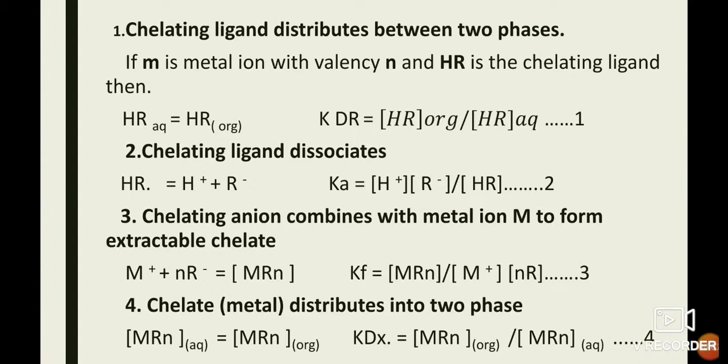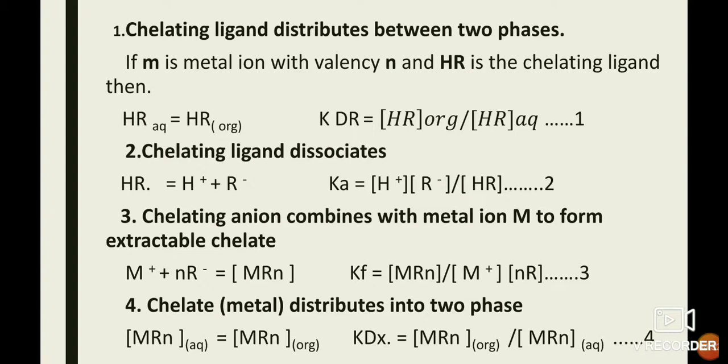Then second point, chelating ligand dissociation. Ligand HR dissociates and gives H plus ions and R minus ions. Then the equation for the dissociation constant: Ka is equal to the concentration of H plus ions times the concentration of R minus ions divided by the concentration of HR, the ligand.